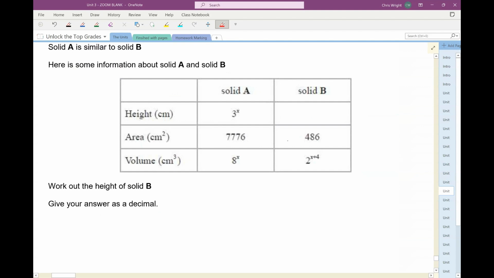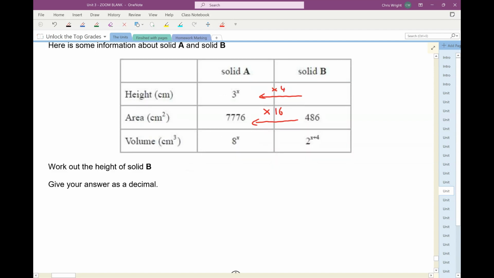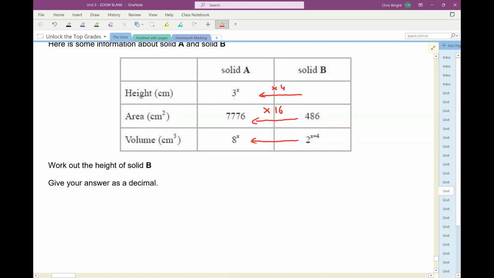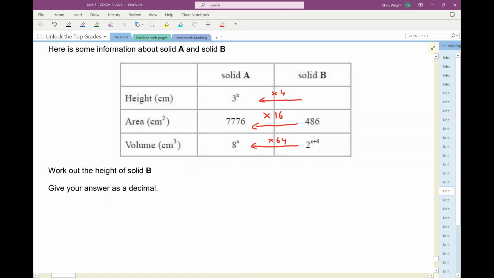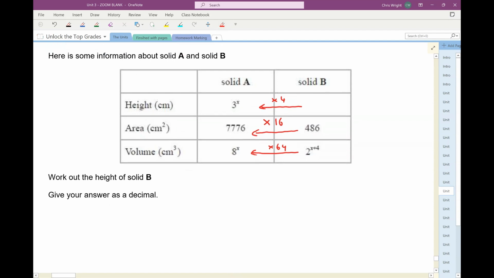Look, I can immediately work out the area scale factor there. From B to A, 7776 divided by 486. So the area scale factor is 16. Okay, so the linear scale factor will be 4, and the volume scale factor will be 4 cubed, 64. Okay. Right, work out the height of solid B.